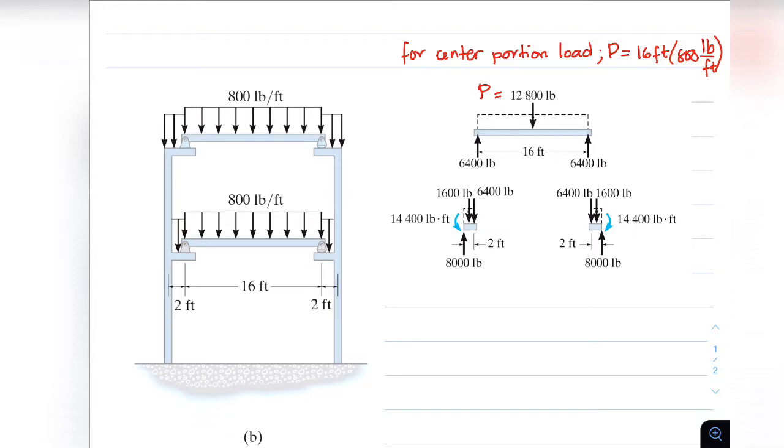As you can see, our 800 pounds per foot multiplied by 16 feet will give us a concentrated load of 12,800 pounds. For the reactions in the simple support spans, we will have 6,400 pounds.